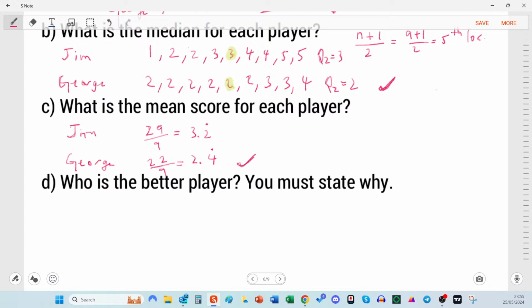Who is the better player? You must state why. We're going to say George. His lower par compared to Jim on all averages.